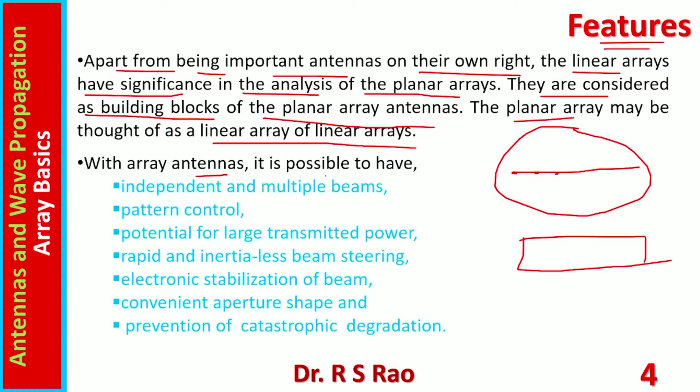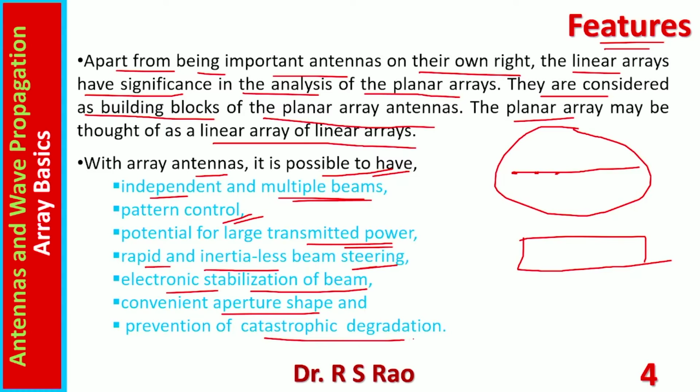With array antennas, it is possible to have... What are the benefits with array antennas? Why do people go for array antennas? Reasons: independent and multiple beams, pattern control, potential for large transmitted power, rapid and inertialess beam steering, electronic stabilization of beam, convenient aperture shape, prevention of catastrophic degradation. These are all benefits which we can accrue by going for the use of array antennas.